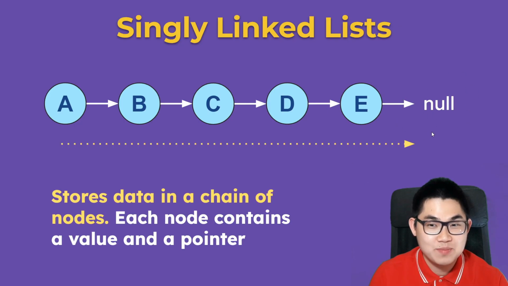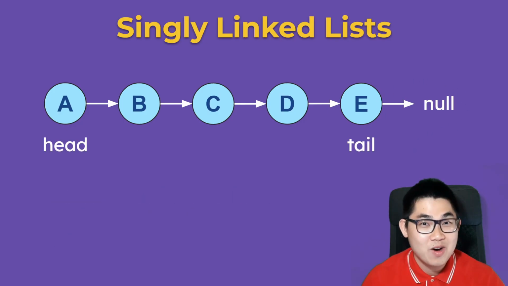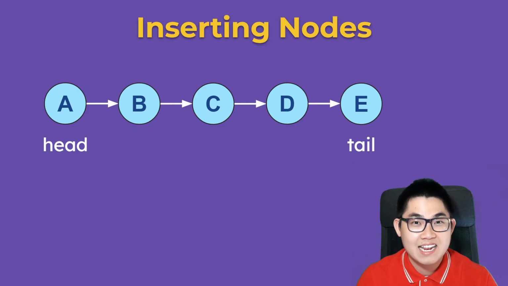Now, a lot of textbooks will not draw the last node pointing to null because it is implied. So we'll do the same. In future diagrams, we will not be drawing this part. And also, the first node in the linked list is called the head node, and the last node is called the tail. Now, I'm going to show you how to insert nodes into a singly linked list. There are three cases. The first one is at the beginning, the second is at the end, and the third one is somewhere in between or at a specified index.